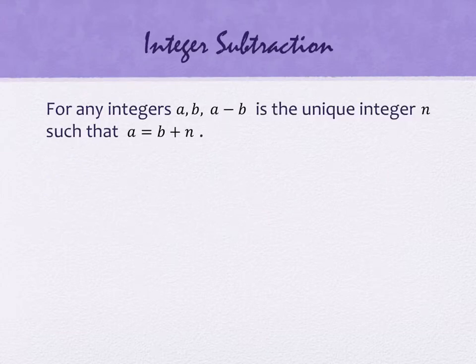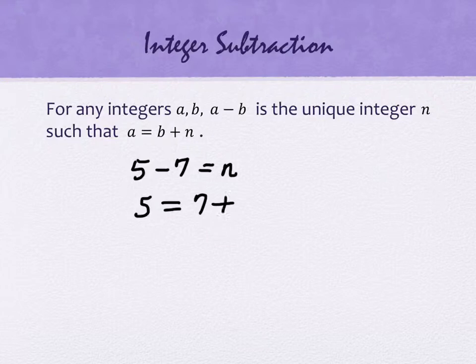All right, so integer subtraction is defined pretty much like whole number subtraction was. A minus b is the unique integer, as opposed to whole number, n, such that a is equal to b plus n. And we can talk about taking, for instance, 5 minus 7. This will equal some number n, as long as 5 equals 7 plus that n. That's what it's saying, right? And what would that n be? Negative 2. Yeah, negative 2.